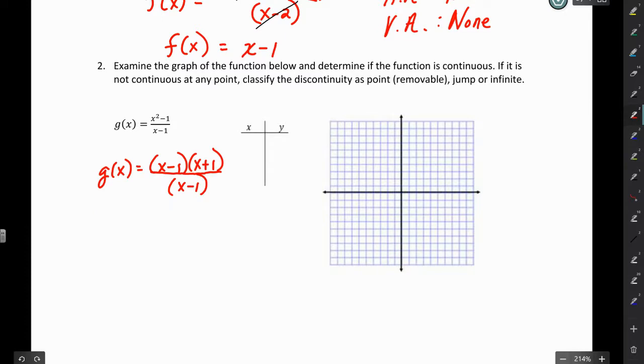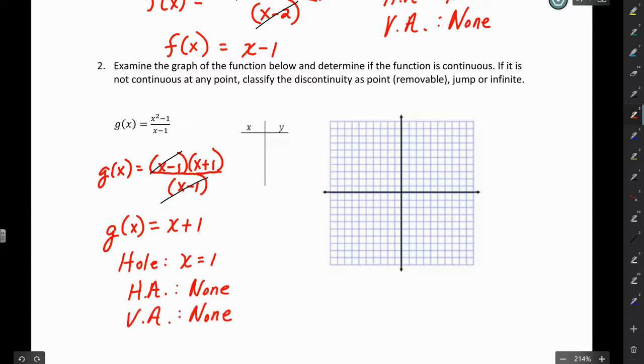And we can see that we have a term that's going to cancel. So we know that we're going to have a revised function now, but we're going to have a hole at x equals 1. And the new revised function is just the equation of the line, so we're not going to have a horizontal asymptote, and we're not going to have a vertical asymptote.